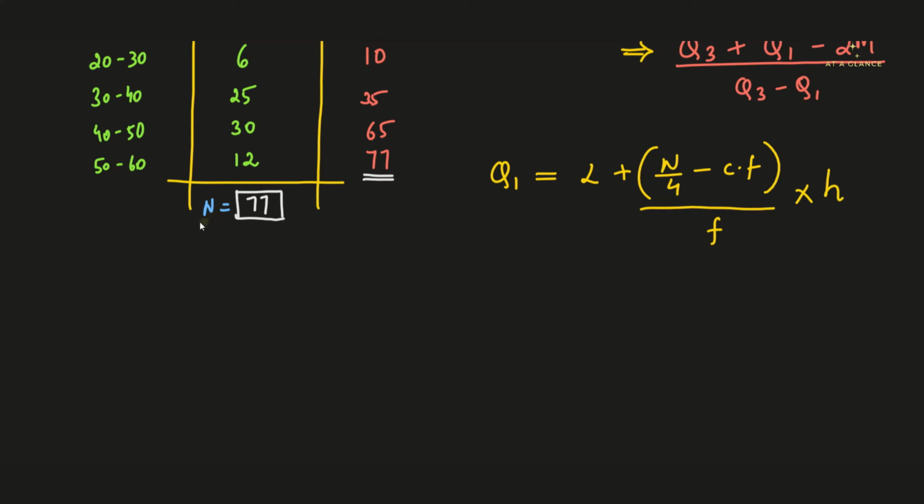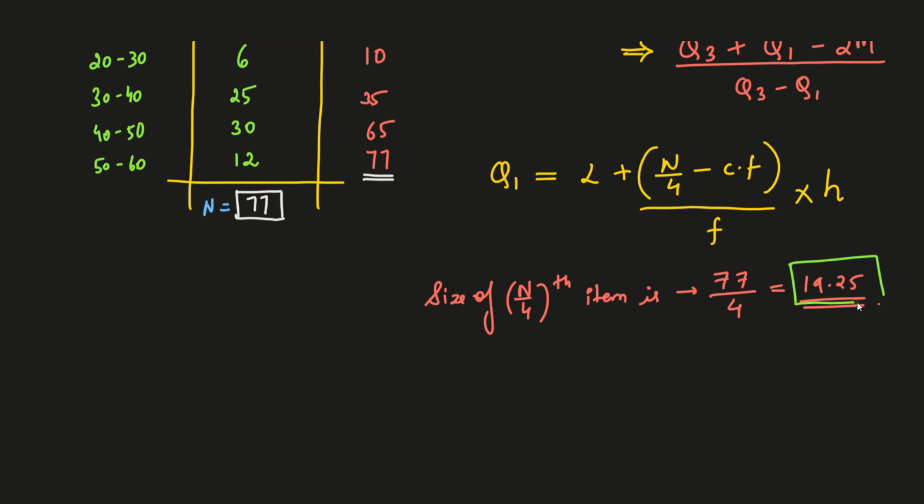Now over here you can observe that we have this term N by 4. So what is N? N we already have calculated, that is the sum of frequency, which is 77. So let's quickly find out the value of N by 4. The size of N by 4 item is 77 divided by 4, which is nothing but 19.25. So here, this is the value of N by 4. Now you need to be careful in finding out the value of N by 4 because this value will decide the next steps.